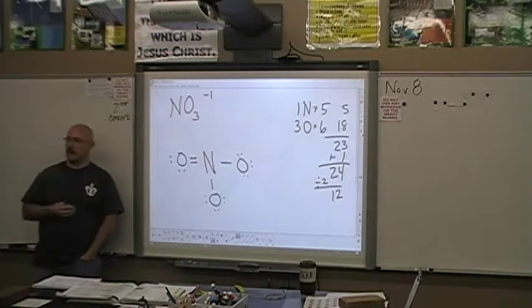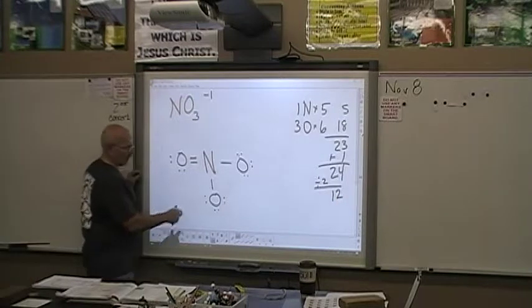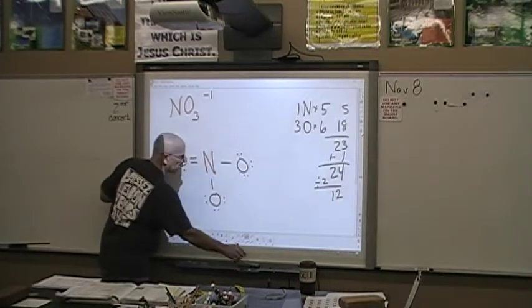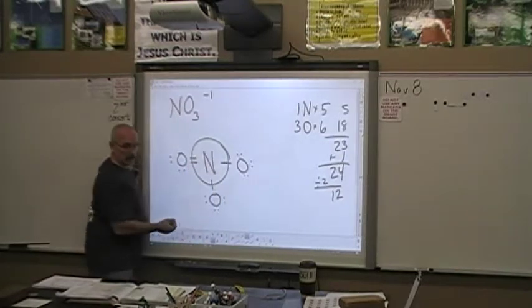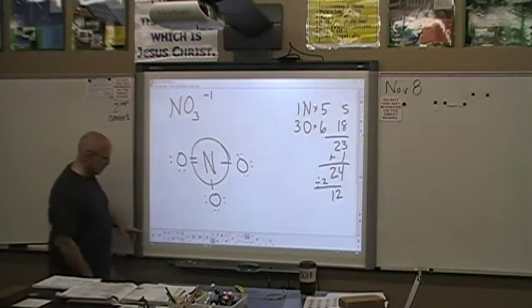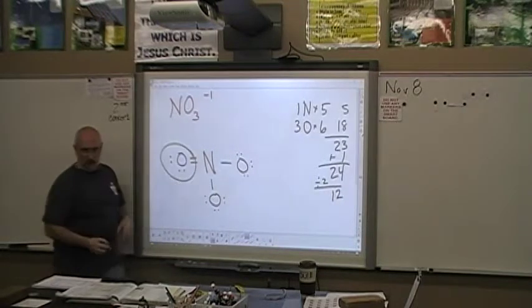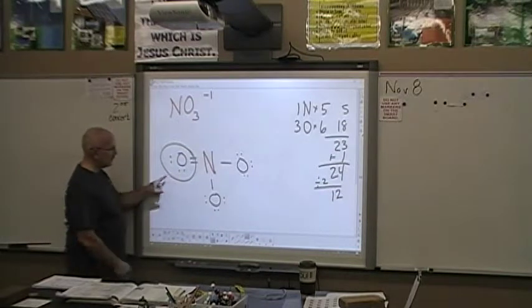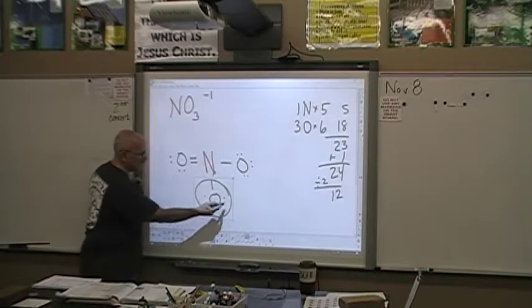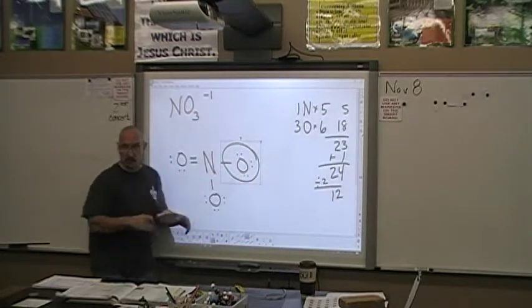Make sure nitrogen's happy. Make sure all the oxygens still have 8 electrons and see if everybody's done. So I can sort of draw a circle around nitrogen. See, is there 8 electrons here? 2, 4, 6, 8. Yes. Remember, each bond is 2 electrons. I can draw a circle around each of the oxygens. Make sure each oxygen has 8 electrons. 2, 4, 6, 8. That looks good.